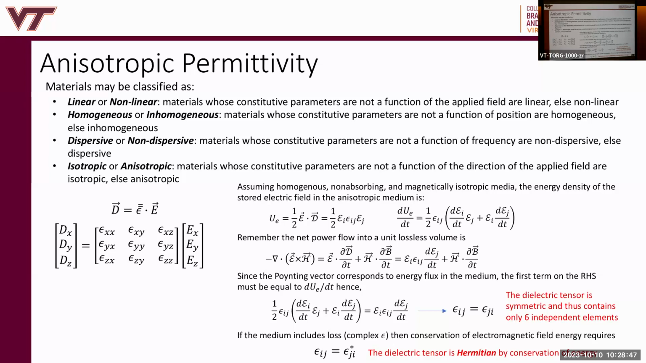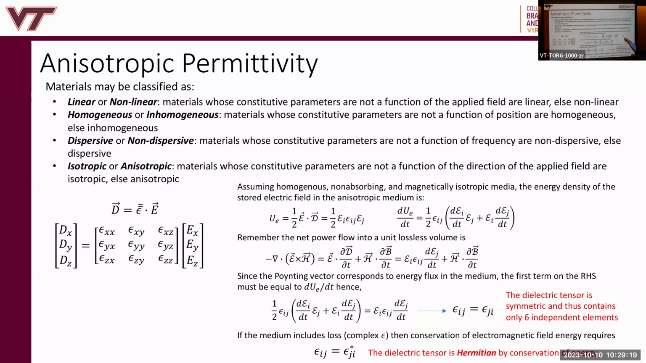So assuming homogeneous, non-absorbing, magnetically isotropic media, what does all that mean? You guys should know. What is homogeneous? Independent of position. Very good. What is non-absorbing? Very nice. So what parameter is 0? For lossless, sigma. Sigma is 0. Magnetically isotropic, what does that mean? Mu is? Very good. Mu is constant. It's not a tensor, right? It's just a scalar.